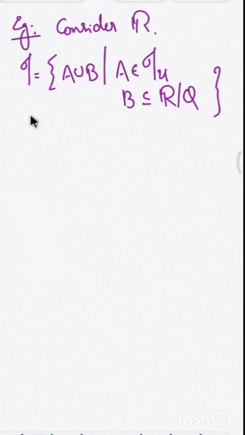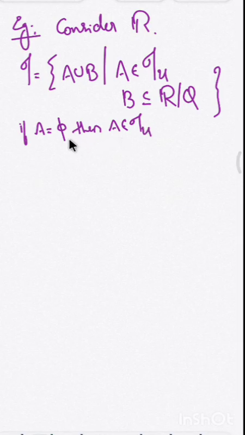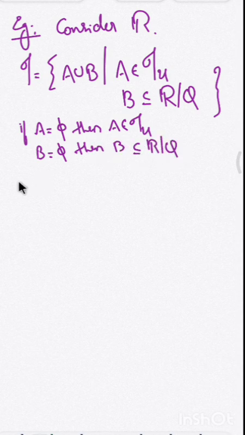Then tau is a topology because if A equals the empty set, then A belongs to the usual topology, because the empty set always belongs to every topology. Also take B equal to empty. Then B is a subset of R minus Q is true. Then A union B equals empty union empty, that is the empty set again. So the empty set can be written as A union B, where A is empty, which belongs to tau u, and B is empty, which is clearly a subset of R minus Q, which means the empty set belongs to this collection tau.